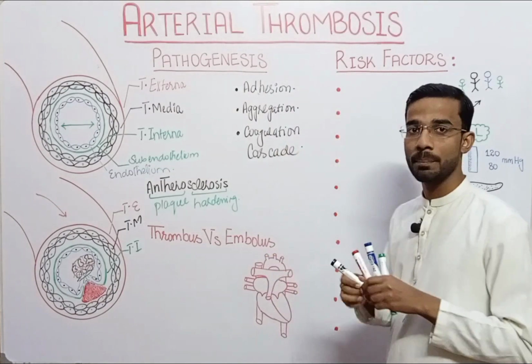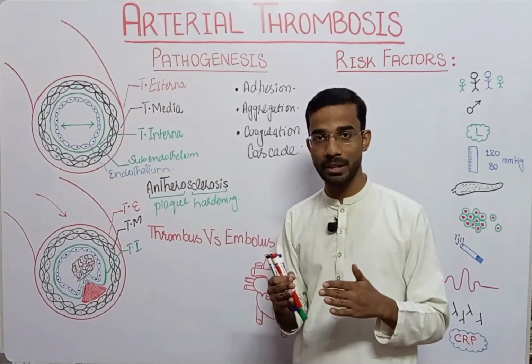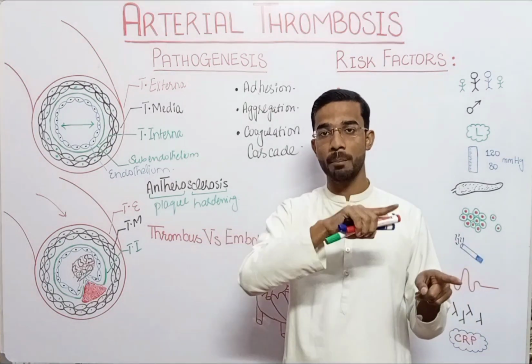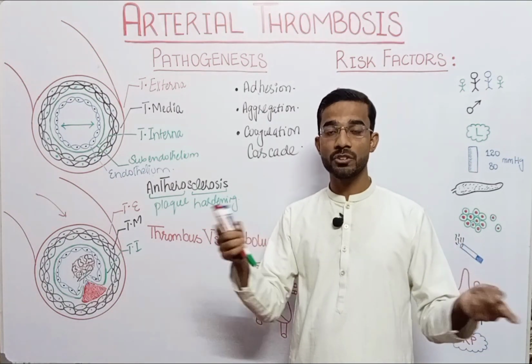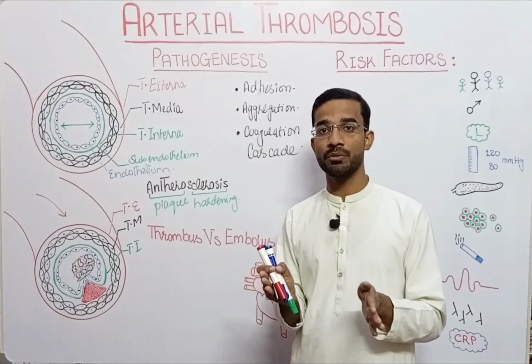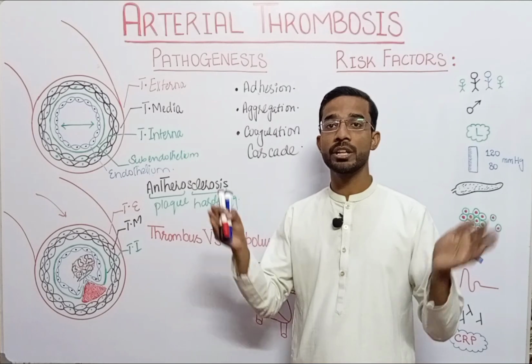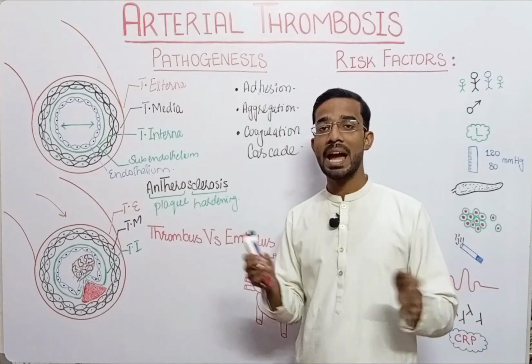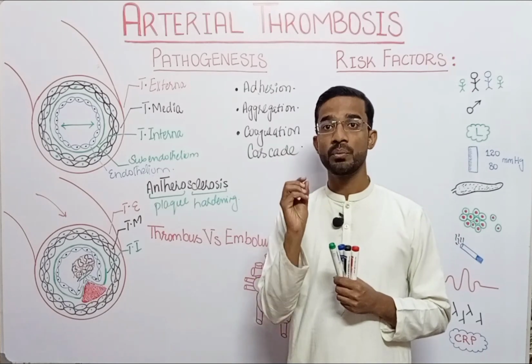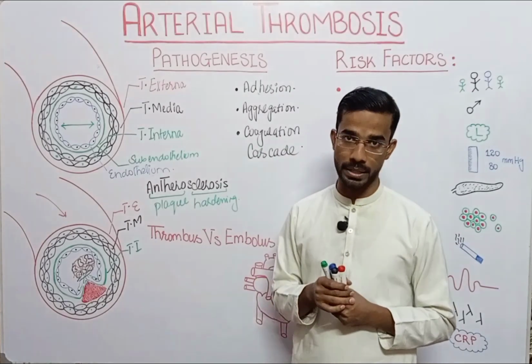So first step, platelets adhere to the subendothelium. Next, this first layer, which is formed by the platelets, attracts more platelets and forms an aggregate. And when the aggregate forms, then what will happen? Then the coagulation cascade starts, and fibrinogen converts into fibrin and forms a clot, which is now called the thrombus.